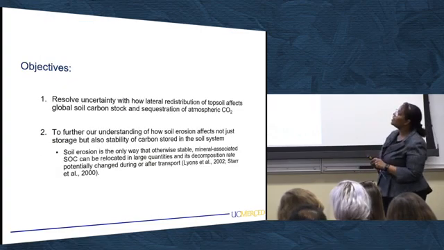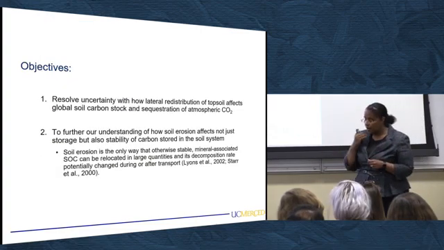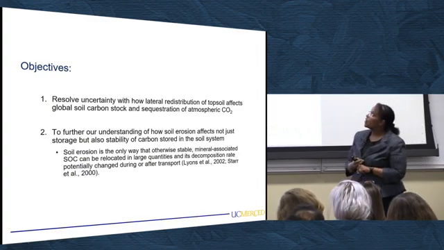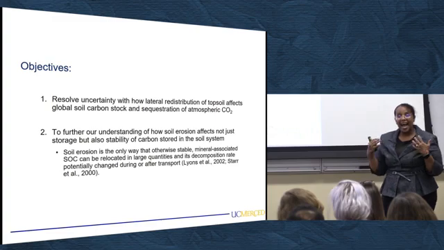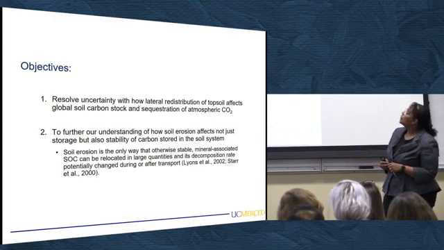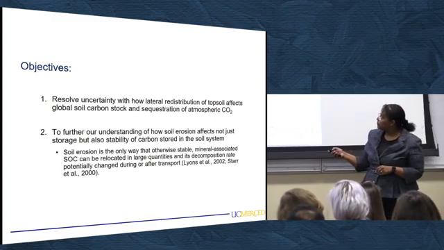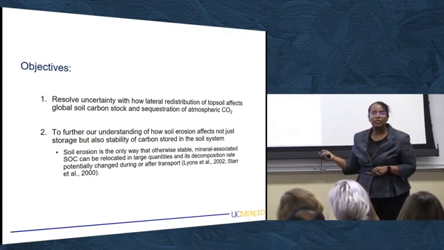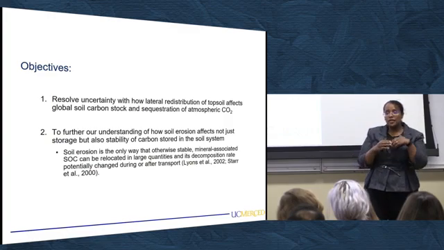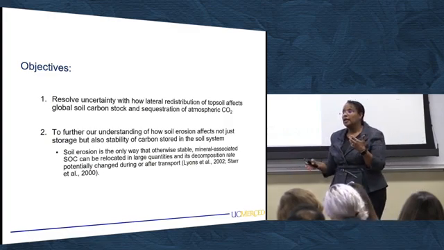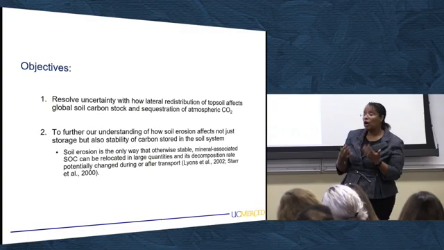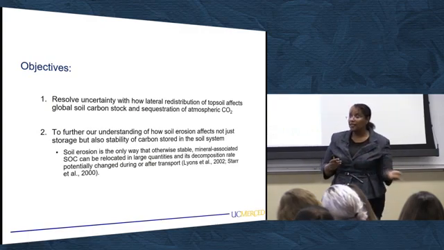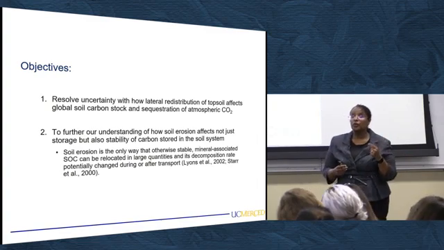So the big objectives that guide our work in this field: one was motivated by trying to resolve uncertainty around how and to what extent carbon sequestration is affected by erosion. And then we wanted to understand, how does this affect stability of carbon in the soil system? So if soil is being moved on topsoil, does that affect its long-term fate and how long it's likely to stay in soil in reduced forms as opposed to being oxidized and going back into the atmosphere as CO2?